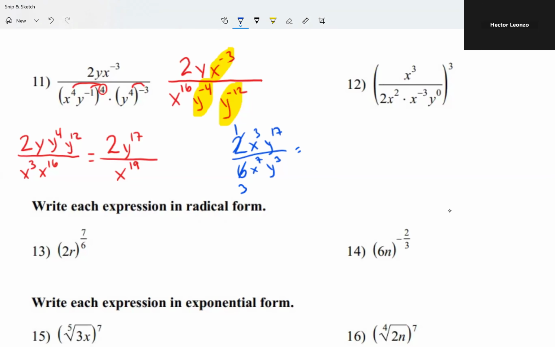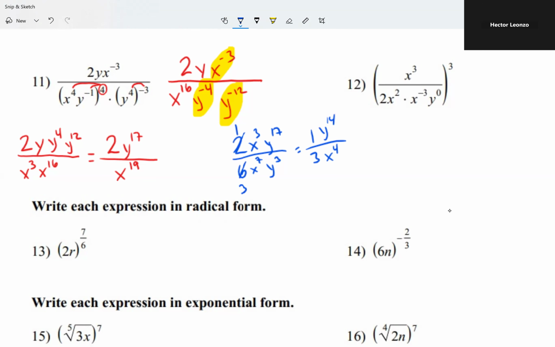So I will call this 1 over 3. On my x's, because I have top and bottom, I subtract them and keep them where the big one was. So I have x to the 4 at the bottom. I subtracted the exponents on the x's, keep them on the bottom because the big one was at the bottom. And then on the top, I will have y to the 14th.